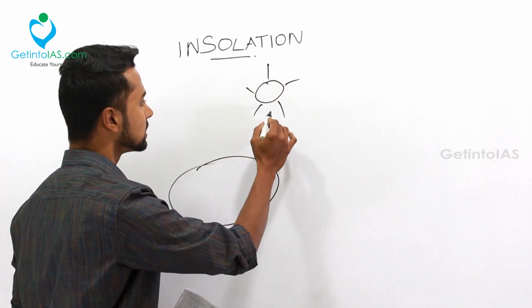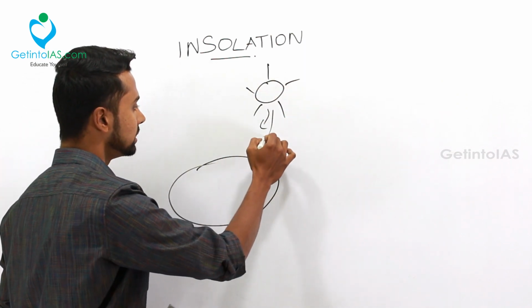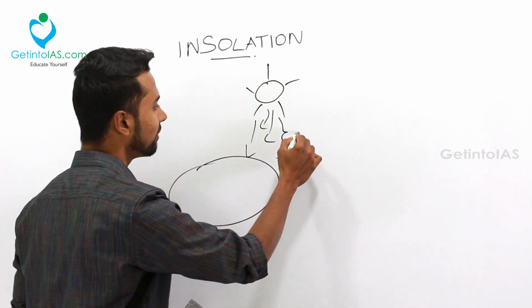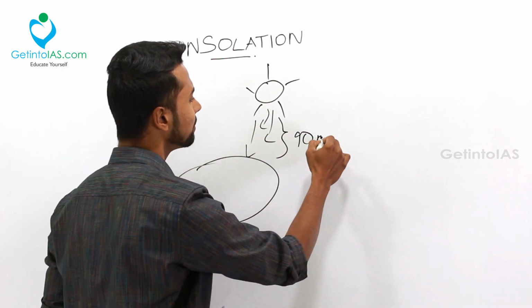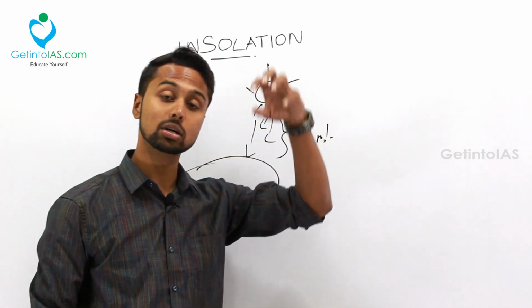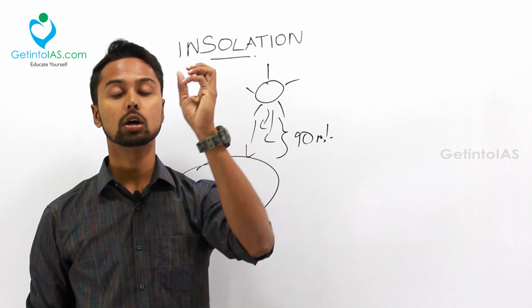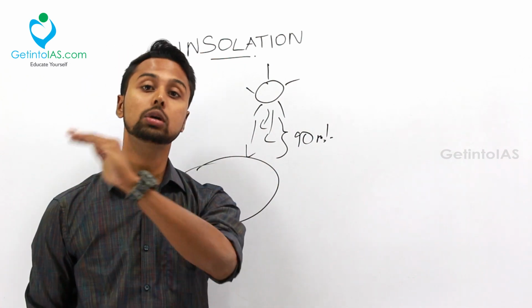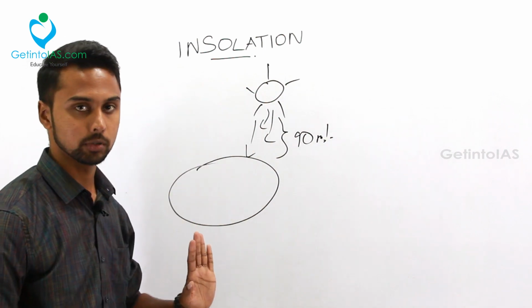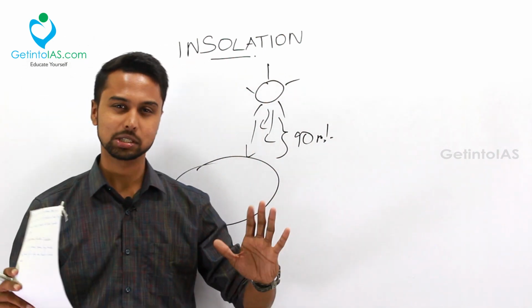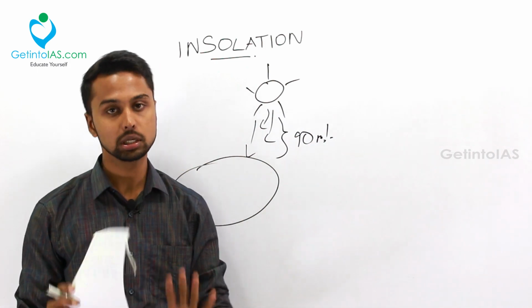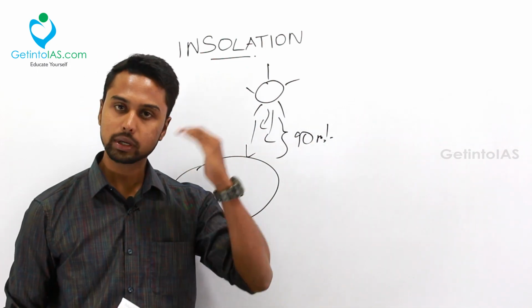The sun's rays are directly falling on the Earth. These rays travel approximately 93 miles, and fall on the outer layer of the atmosphere. This process is known as insolation. It appears very simple, right? The sun is there, the rays are coming and falling on the atmosphere. This process is known as insolation. So now we'll go a little deeper.